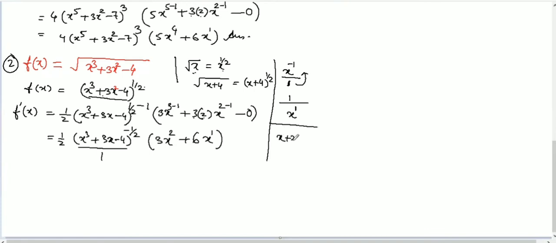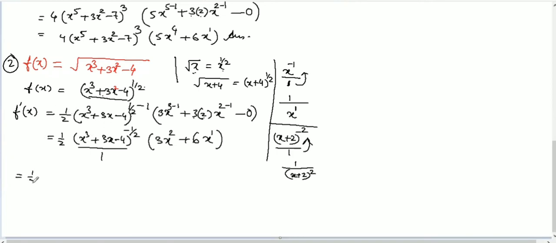If x plus 2 to the power minus 2, make the power positive. So take the reciprocal of this one: 1 over x plus 2 to the power plus 2. Same thing we will apply here.